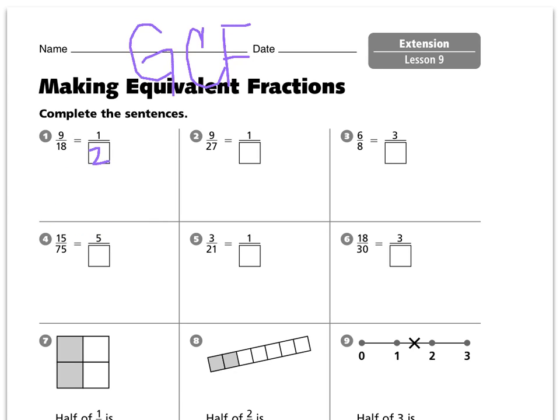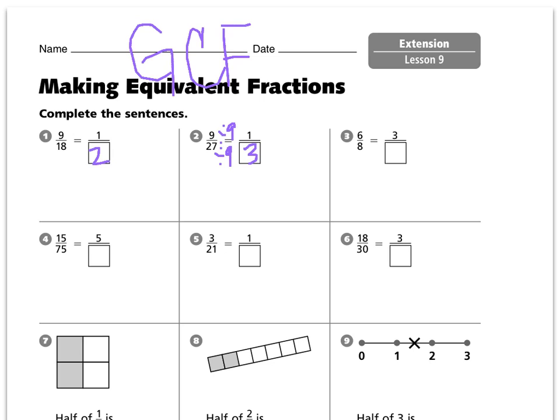Let's look at number 2. 9/27 equals 1 what? So I want to think about, what did I divide 9 by in order to get 1? So 9 divided by 9 equals 1. So what I do to the numerator I have to do to the denominator. 27 divided by 9 equals 3.